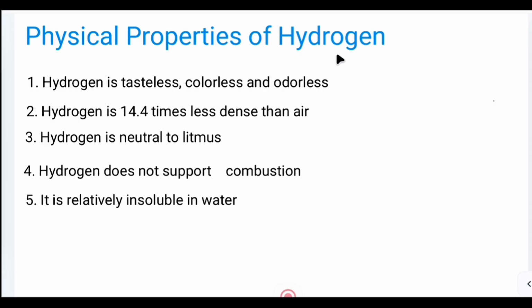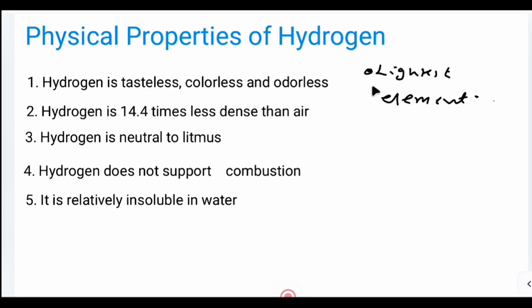Hydrogen is 14.4 times less dense than air. In fact, hydrogen is the lightest element or gas.